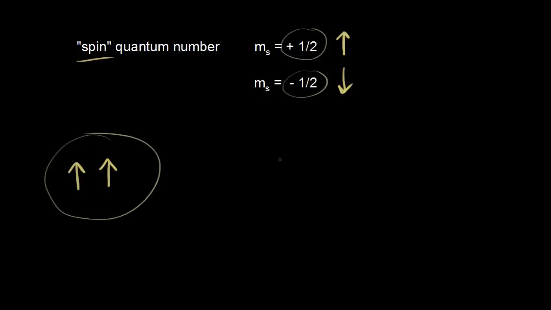If you have a situation where you have one electron with spin up and one electron with spin down, the magnetic fields of those electrons cancel each other out. And so we call this situation diamagnetic. And let's get some better definitions for paramagnetic and diamagnetic.